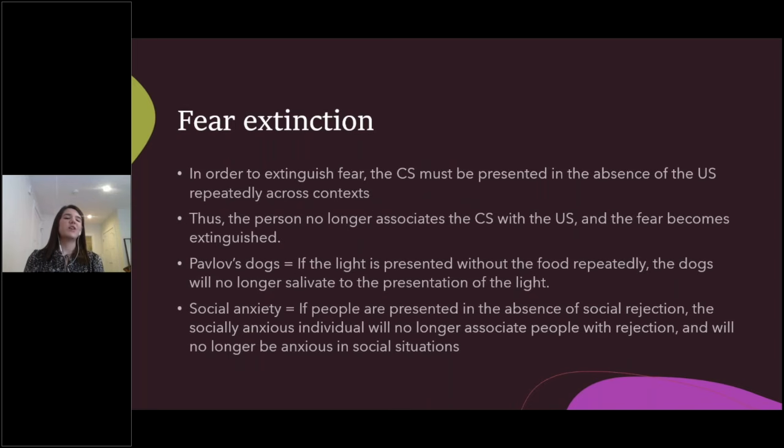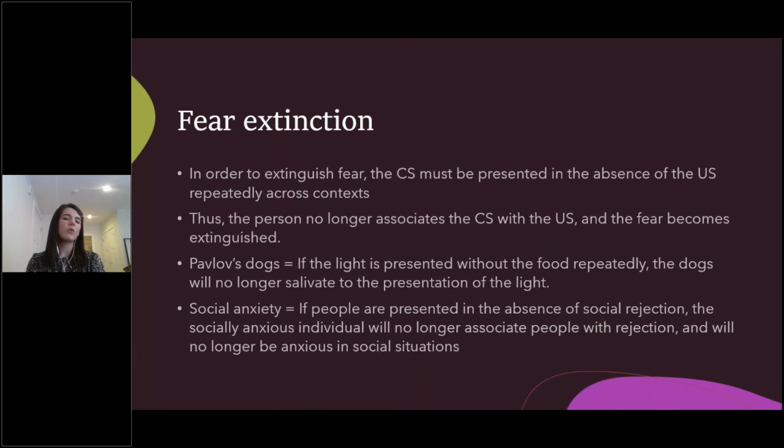And then we have fear extinction. So what is also important here is to learn how we extinguish fear once fear is acquired. So in order to extinguish fear, the conditioned stimulus must be presented in the absence of the unconditioned stimulus repeatedly across contexts. So we want there to be the presentation of this conditioned stimulus. In social anxiety, it would be people, in the absence of the social rejection, or in the absence of this fear that intense anxiety can't be tolerated. It totally depends. I'll get into that later. And we want that to be repeated across contexts and over time.